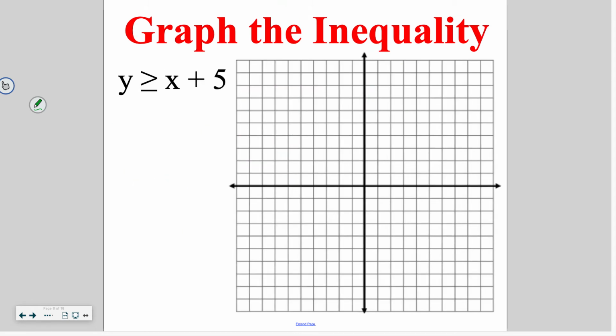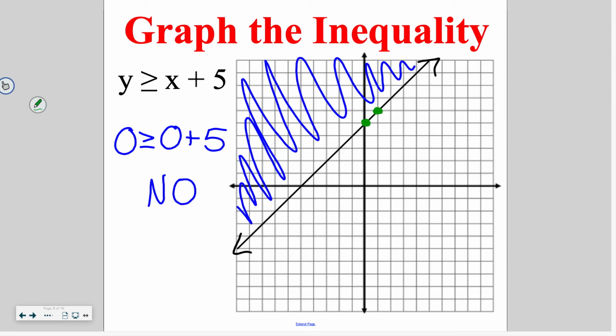Go ahead and try this one on your own. We start at 5, we go up 1 and over 1. It is a solid line because we have equal to. 0 did not give me a true statement, so I'm going above that line.